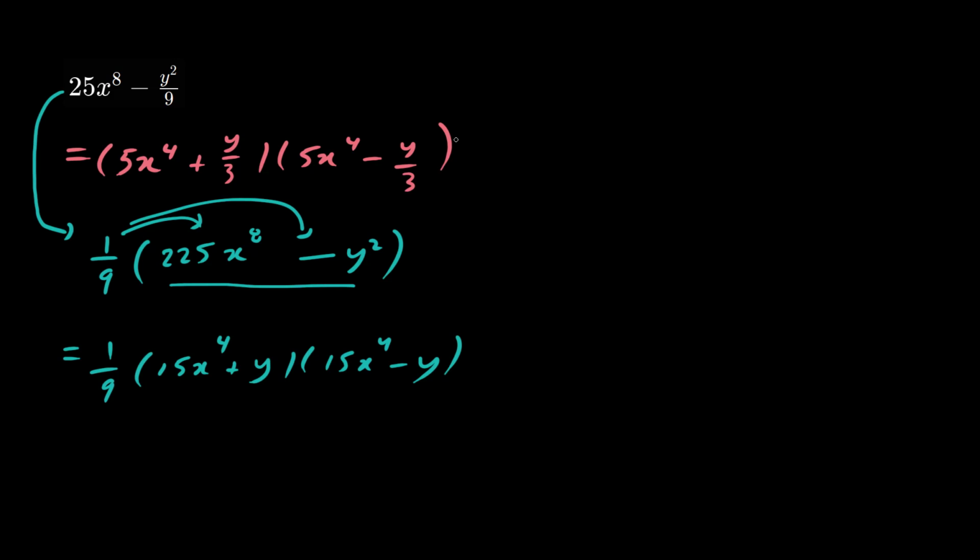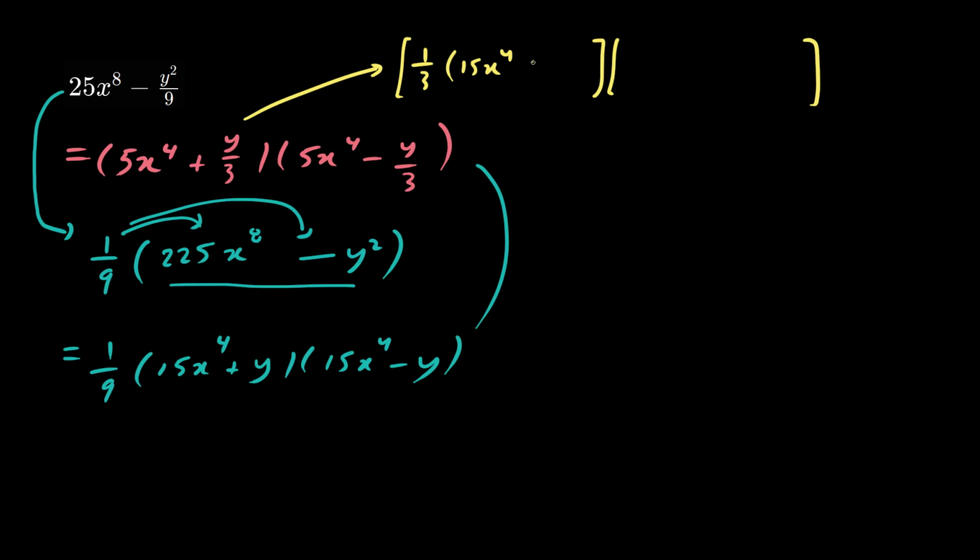Now, for the sake of algebra practice, let's try to see the connection between our first and second answers. When we look at the fraction here, you can also write this, I'm going to just keep my square brackets here, as 1/3 times 15x to the 4 plus y. I'm factoring out a 1/3 from this left term here, because indeed when you multiply this and then this, you can see that it's equivalent.